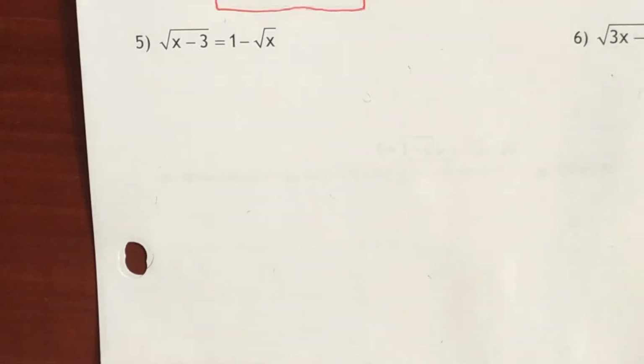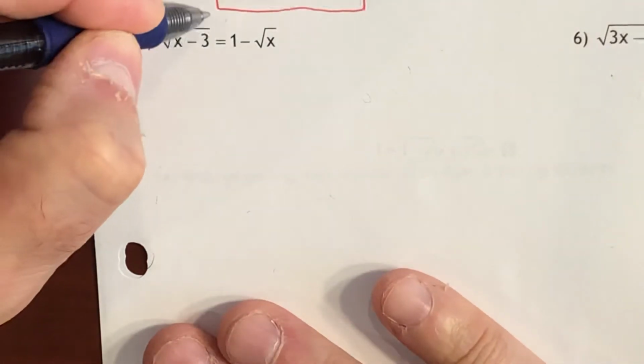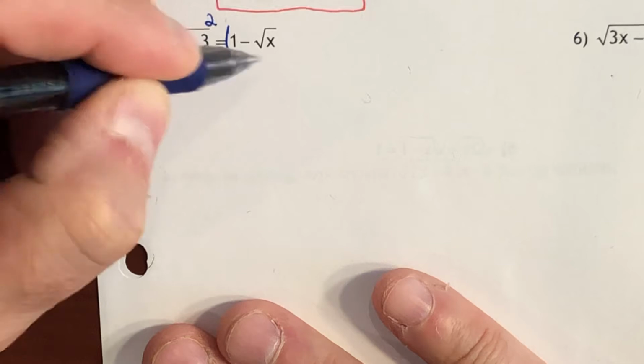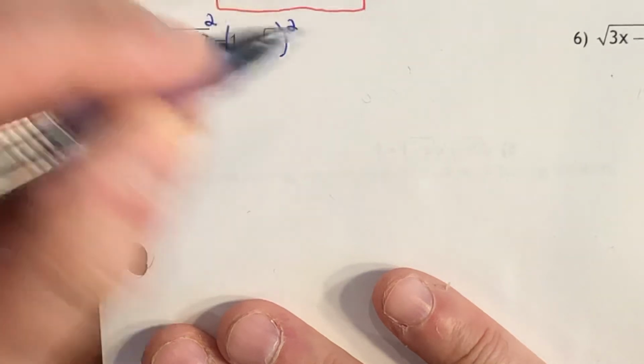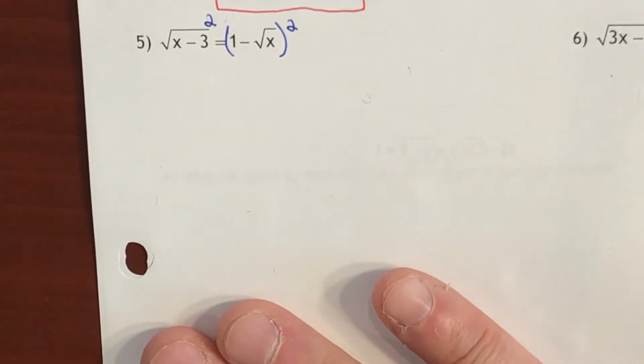All right. Square root of x minus 3 on the left equals 1 minus the square root of x. So notice we've got radical signs on both sides of the equal sign. So let's square both sides. Once again, when I'm squaring the right side, I'm putting parentheses around that, because I'm squaring the whole side.